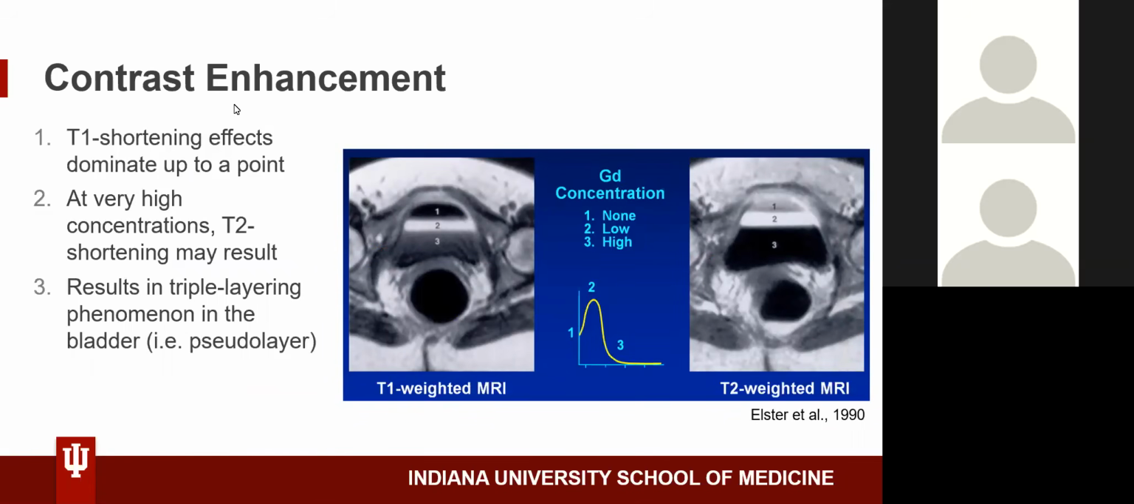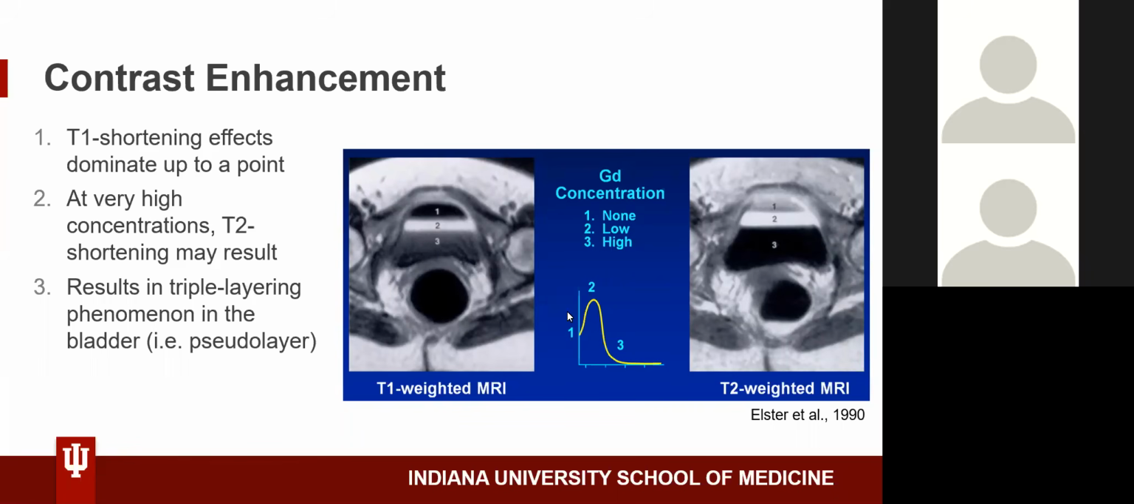One thing that I want to point out, though, when we're talking about contrast enhancement when you're using GBCAs, is that the T1 shortening that we've been talking about dominates up to a point, but at very high concentrations, you start to see T2 shortening. And one of the ways that this is demonstrated is this triple layering phenomenon in the bladder, where you can see this pseudo layer.